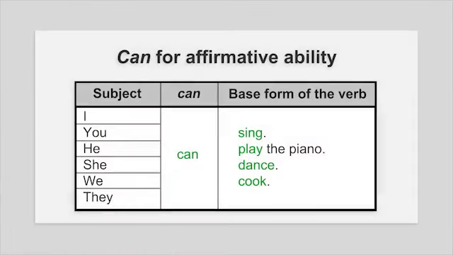We use can plus the base form of the verb to talk about affirmative ability. For example, I can sing. He can play the piano. We can dance. They can cook.